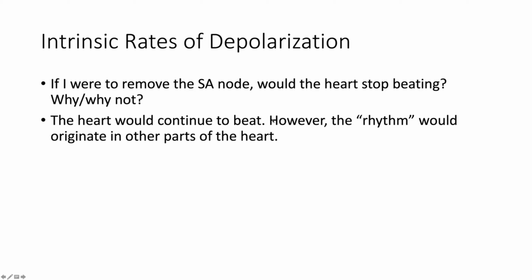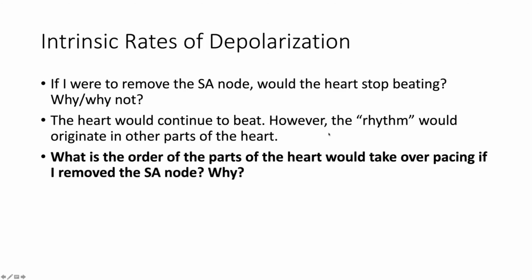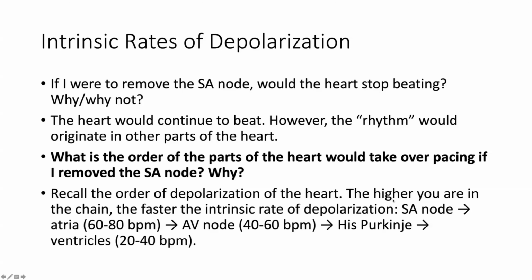Kind of cool. There's a backup system. If the original pacemaker, my SA node, stops working, I have other pacemakers. The rhythm, instead of being sinus, is now going to originate in other parts of the heart. Excellent. Hadra, what's the order of the parts of the heart that would take over pacing if I remove the SA node, and why? If we remove the SA node, the AV node would take over the rhythm next. And then if we also remove the AV node, the ventricles themselves would take over the rhythm. Yeah. Actually, interestingly enough, the atria would take over first, and then the AV node. Okay. And then the ventricles.